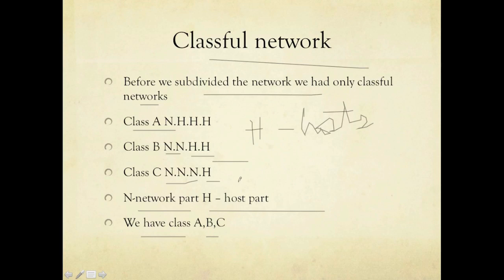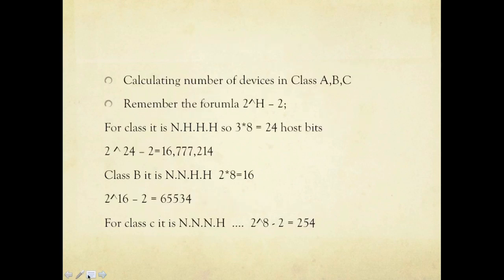So we have class ABC only, which was not at all efficient because there was a shortage of addresses, and you must also subdivide the groups further, subdivide class B or class C, in order to get efficient addresses. Now, calculating the number of devices in class A, class B and class C.